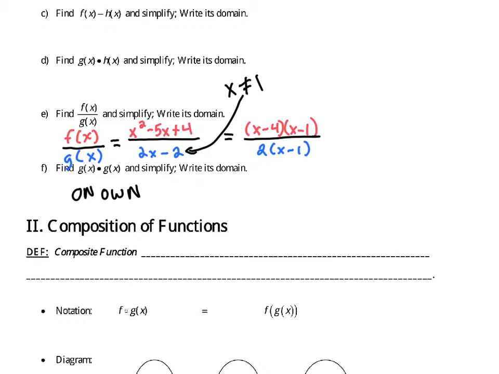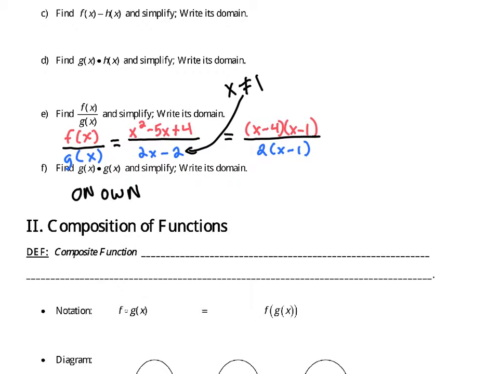What may appear as a dead end is really not if you use the concept of factoring. I've factored both the numerator and denominator using two different methods. The numerator is a quadratic trinomial, so we can ask ourselves what two numbers multiply to 4 and add to negative 5, and the result is what you see in the parentheses. The bottom, both terms have a 2, so I will factor that 2 out.